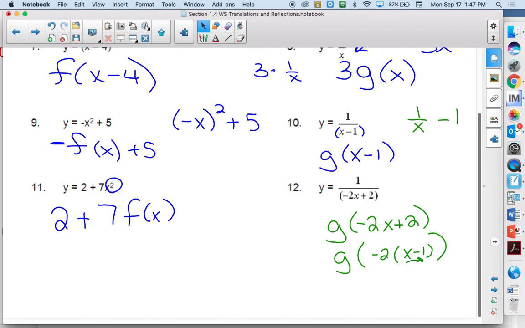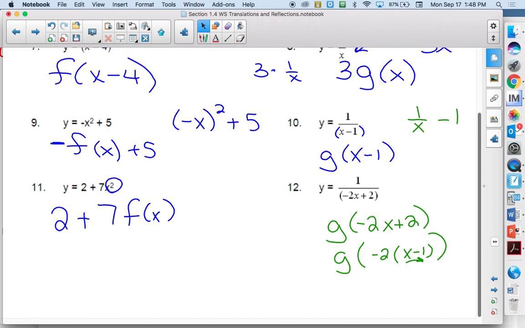Yes. On a test, how would you want it? Either way is fine, but if you were asked to describe the transformation, you probably want to pull out that -2 so you can give the correct transformation. Are there questions? Hopefully that explains it a little better. Maybe it makes it a little clearer.